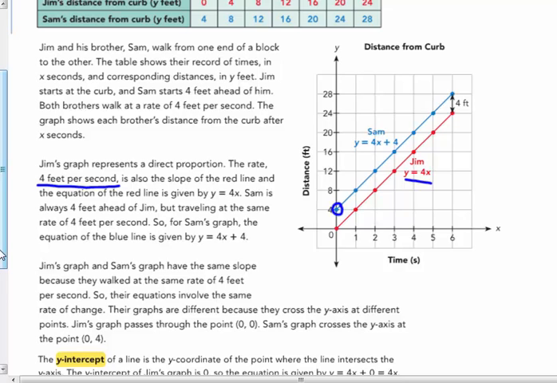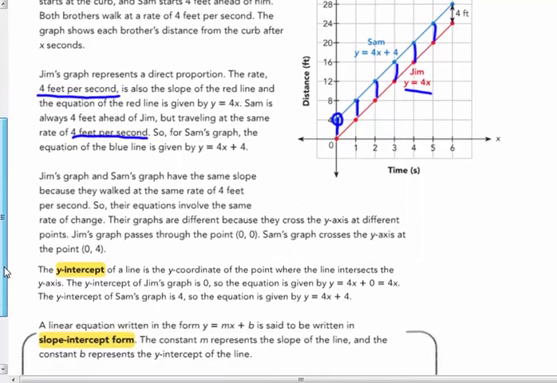Sam is always 4 feet ahead of Jim, but traveling at the same rate of speed, 4 feet per second. So Sam's graph, the equation of the blue line, is given by y equals 4x plus 4. He's 4 feet ahead. So at each point you can see here, he's 4 feet ahead of him in each one of these distances, right from the start.